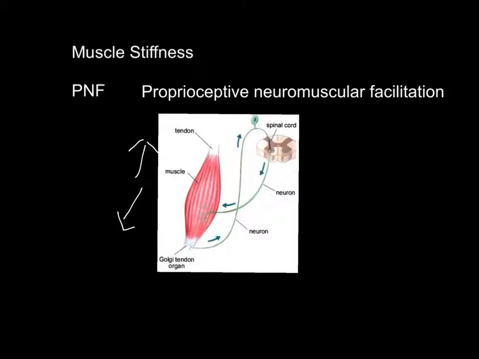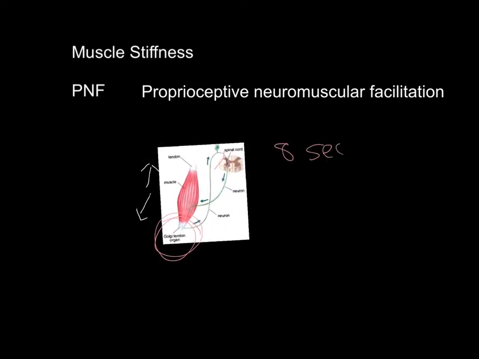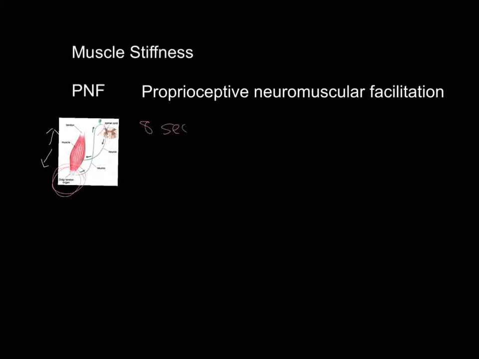So that's why when you go to stretch, at first your muscles tighten. It takes about 8 seconds, which is why I keep saying 8 seconds as far as how long to hold your stretch, at least 8 seconds. After 8 seconds, your Golgi tendon organ sends a message to your brain, which then tells your muscles to relax. So here's how PNF stretching works.